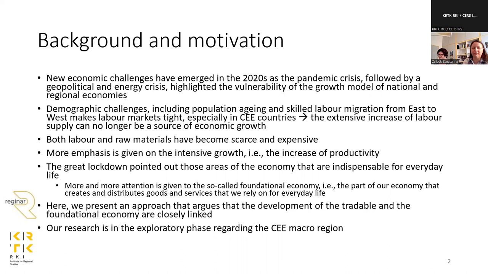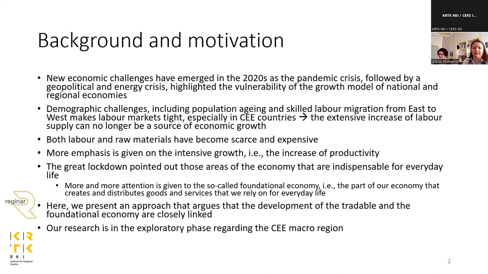The most important challenge, which is inherited from the 2020s, is the demographic challenges, including the aging of the population and the migration of the skilled labor force from east to west, and this makes the labor markets tight, especially in Central and Eastern European countries. As a result, the extensive increase of labor supply can no longer be a source of economic growth. Both labor and raw materials have become scarce and expensive in the 2020 decade. More emphasis is given on the intensive type of growth, that is the increase of labor productivity.